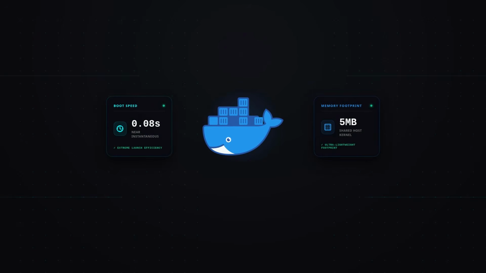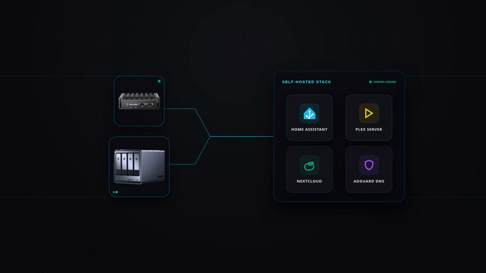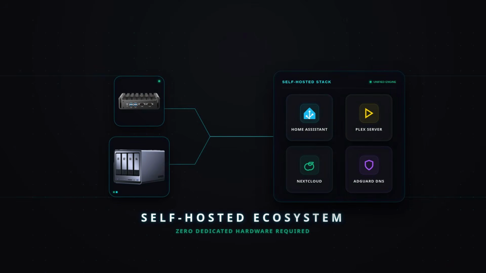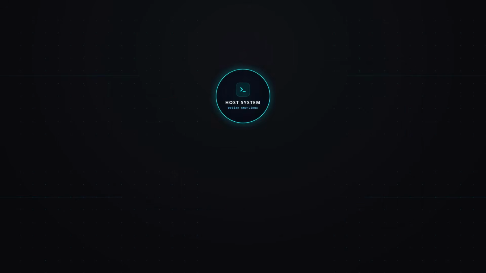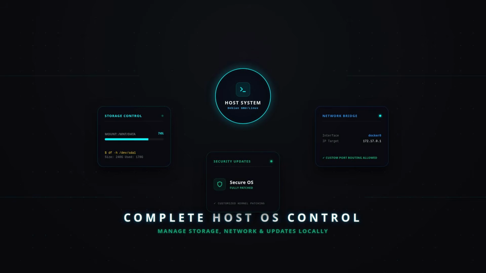First, Docker is incredibly lightweight and efficient. It allows you to maximize your hardware. If you have a mini PC or a NAS, you can run Home Assistant alongside other self-hosted services without needing separate virtual machines or dedicated hardware. Second, you have complete control over your host system. You aren't locked into the operating system environment of HAOS. You can manage your storage, network, and security updates exactly how you want.